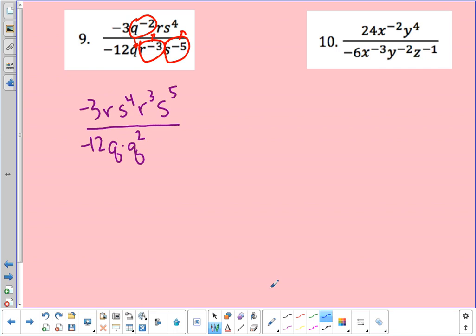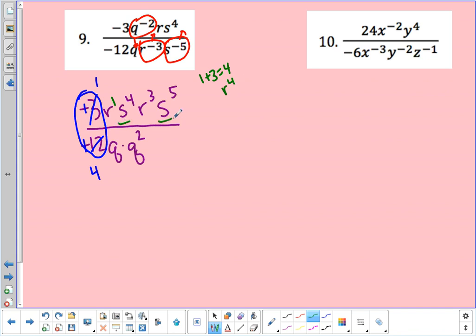Now I need to do some simplifying. I can take care of this. Negative divided by negative is positive. That's one thing. 3 and 12 have a common factor of 3, so that's going to be a 1. 12 divided by 3 is 4. Okay, so there's that. On the variable side, I have r to the first and r to the third. 1 plus 3 equals 4, so I have r to the fourth.